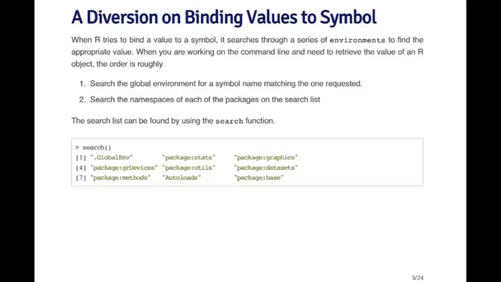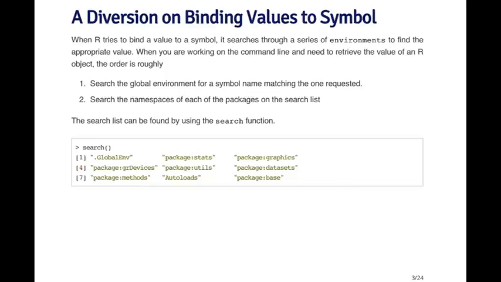And so the idea is that R needs to bind a value to a symbol. In this case, the symbol was lm, and it needs to bind a value to it. And the value is going to be a function of some sort. It's either going to be my function, or it's going to be the function in the stats package. When R tries to bind a value to a symbol, it searches through a series of environments to find the appropriate value. You can think of environments as lists of symbols and values.